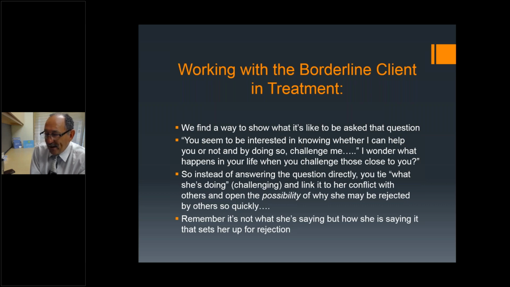So instead of answering the question directly, you think about it and you tie what she's doing, the challenge, and try to link it to her conflict with the other objects in her life, i.e. these other dynamics with particularly mother or father, where by her challenging them early in life, she ended up getting rejected. Maybe because of her parents' temperament, maybe because of her parents' substance use. So basically what you say is something along the lines of, I'm going to guess that in the past you've challenged, but it didn't work out for you. In other words, you got rejected by others because you were so challenging so quickly.